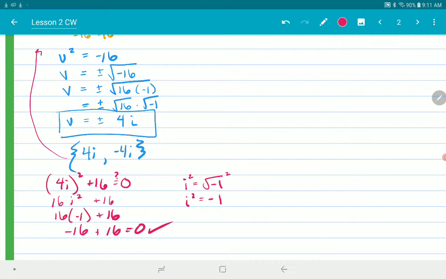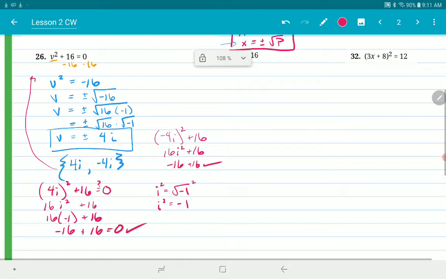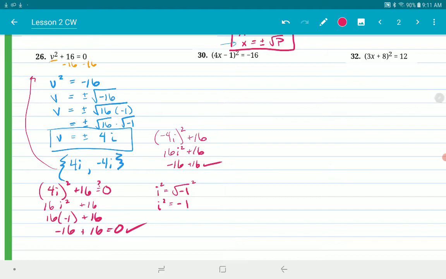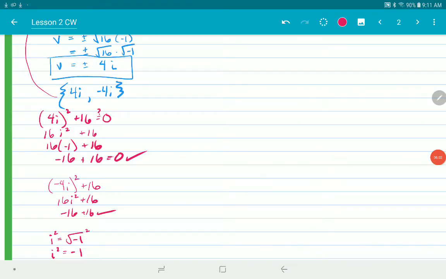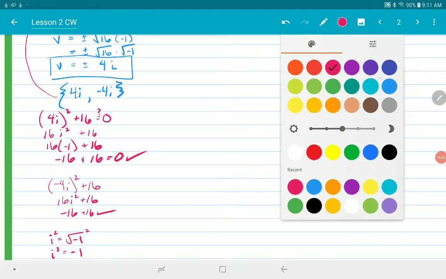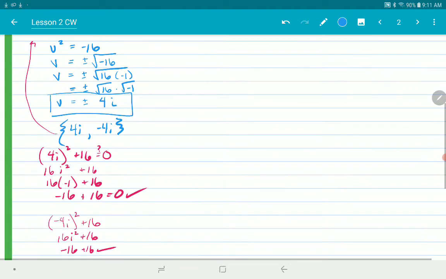And notice if I plug in the negative 4i, I get the same result because negative 4i squared plus 16, when I square a negative, the negative goes away, so I get 16 i squared plus 16, which is negative 16 plus 16. So both those answers are verified and checked. I'm going to move that solution over there so I can have some space to do my next example.